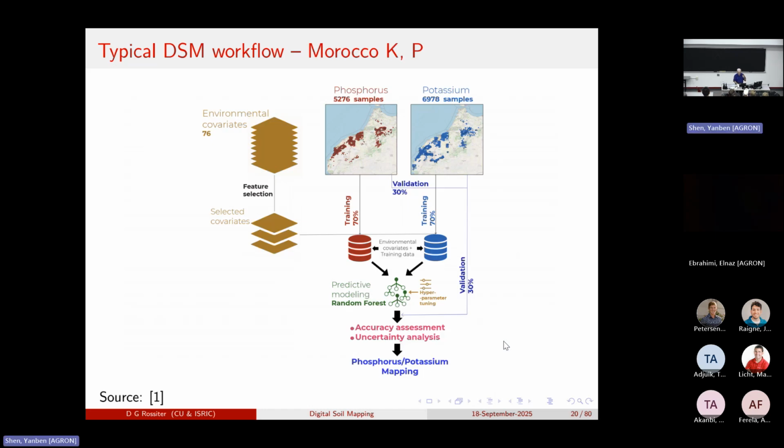This is a much smaller example that I just took out of a very recent paper on fertility mapping in Morocco. I picked it because it's a typical example of what people are now doing all over the world. This is just a group from various ministries in Morocco. They did it for phosphorus and potassium. They had large numbers of field samples.